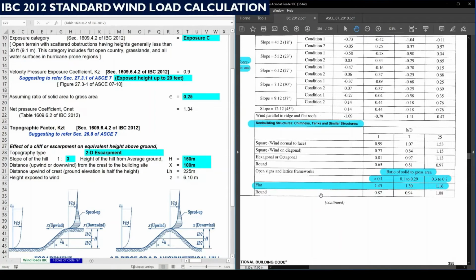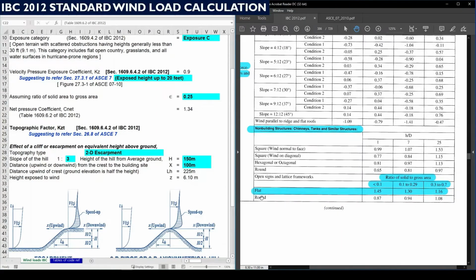Under that we are going to calculate the C net value for flat surfaces. If the flat surface has a solid ratio of 0.1, it is 1.45. If the solid ratio is in the range of 0.1 to 0.29, it should be 1.3, and 0.3 to 0.7 means it is 1.16. So it is given here.